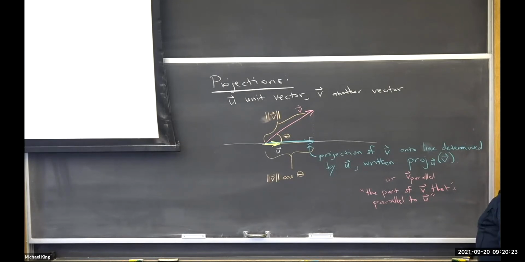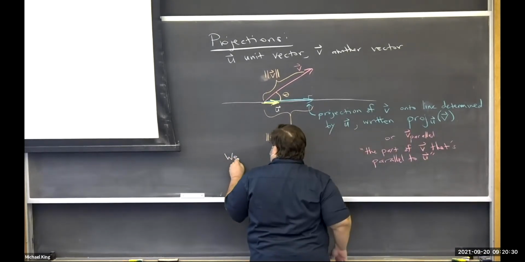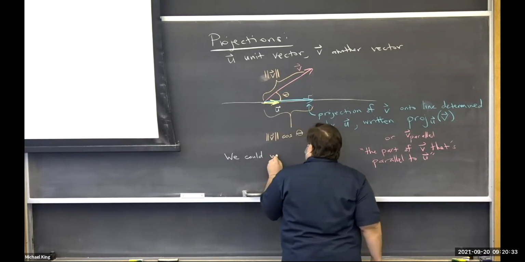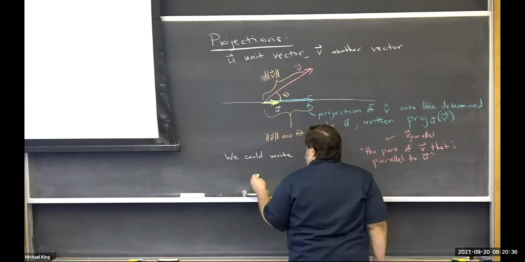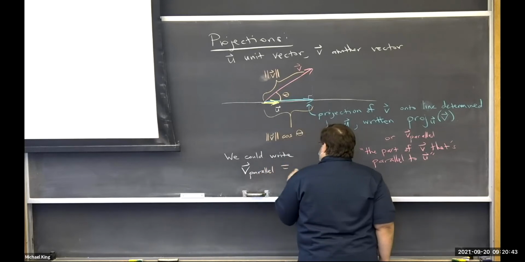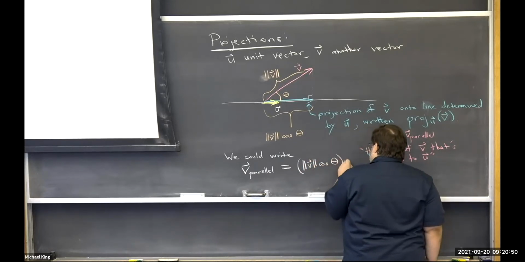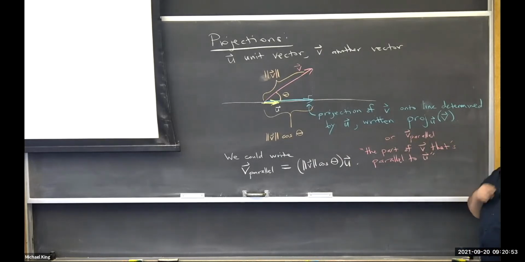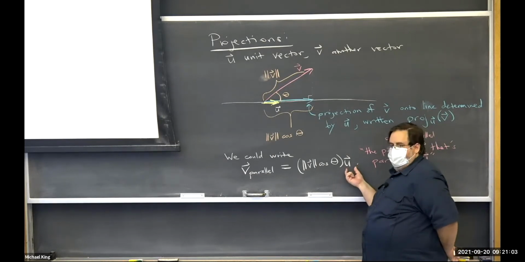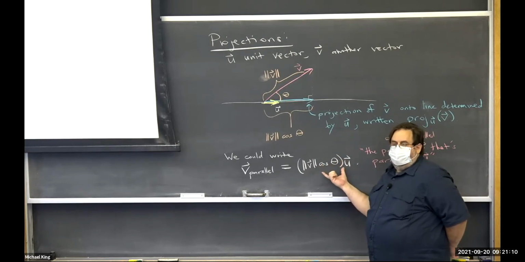So we could write something like the following. This is a little bit weird and maybe I should say so. We could write, maybe I'll just say V parallel. Let me see if you believe this. Now this looks strange, I think, to students the first time they see something like this. The U is the direction, and then the magnitude of V cosine theta is the magnitude of the vector. This is a number.